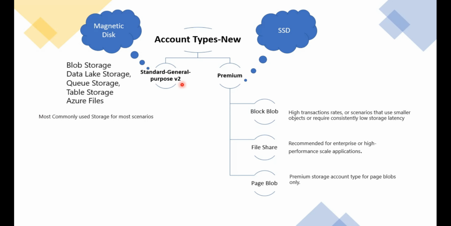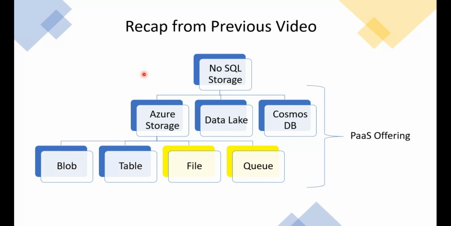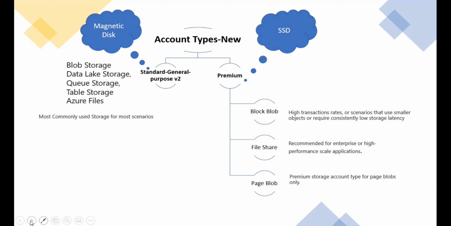General purpose V2 offers blob, Data Lake, queue, table, and Azure Files. I want to take a step back here and explain what we have seen in the previous video. This will support blob, table, file, queue, and Data Lake. It literally supports everything, all the offerings.